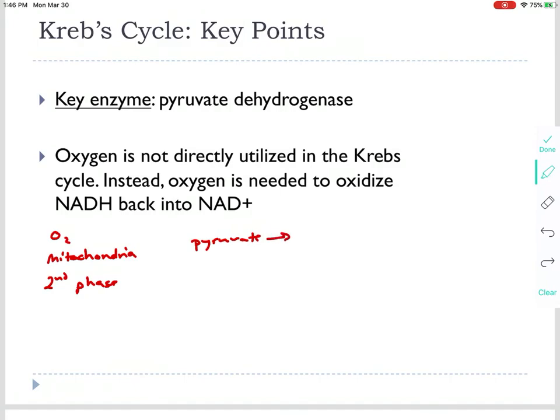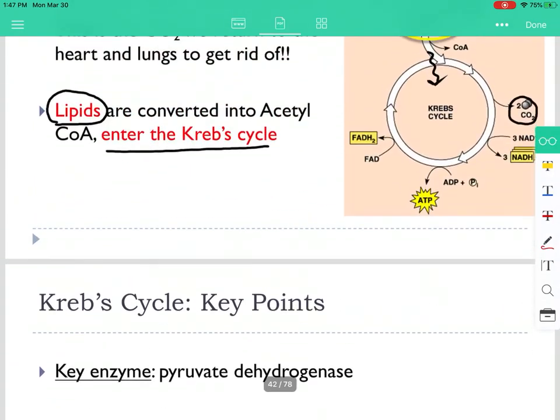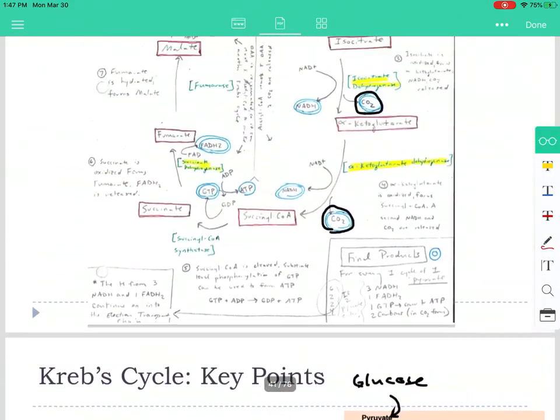What happens in the Krebs cycle? We have pyruvate from glycolysis, and it is converted to something called acetyl coenzyme A. And this is actually the first part of the Krebs cycle, converting pyruvate into acetyl coenzyme A. And then the second part of the Krebs cycle is that acetyl coenzyme A enters that cyclic series of chemical reactions, and it forms NAD and FAD.